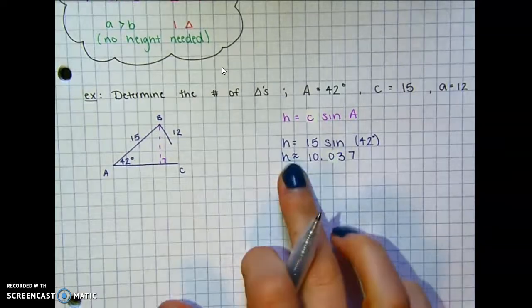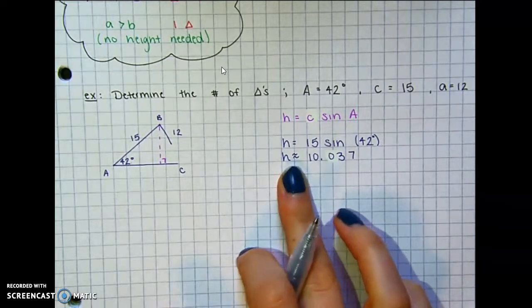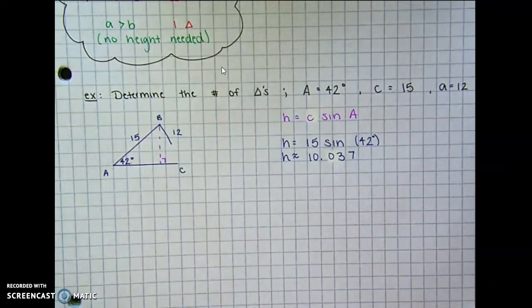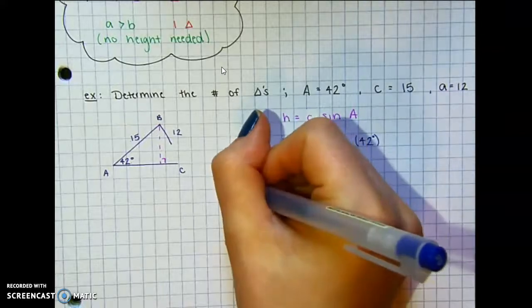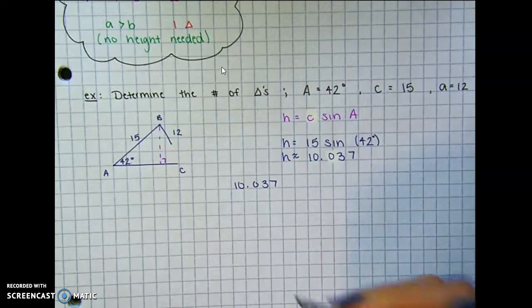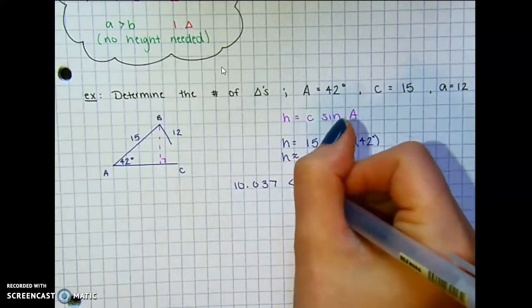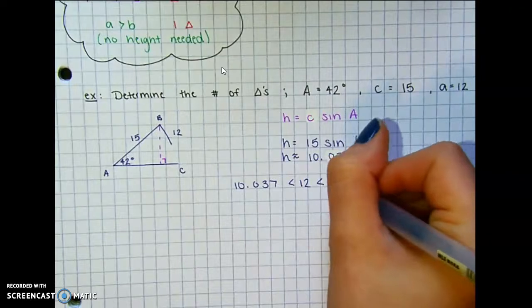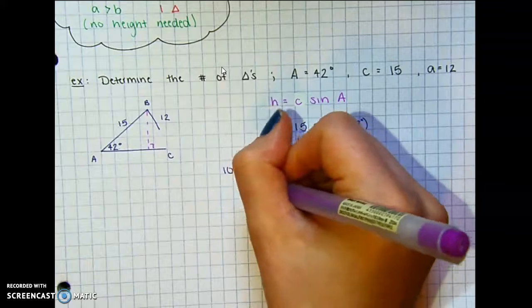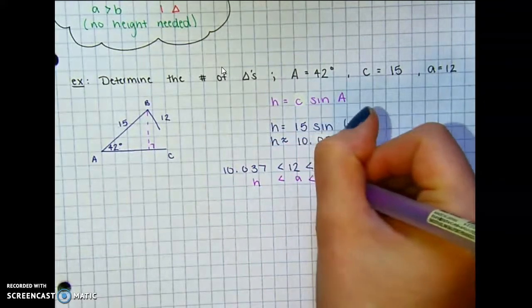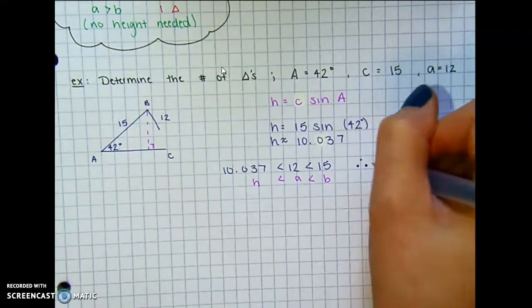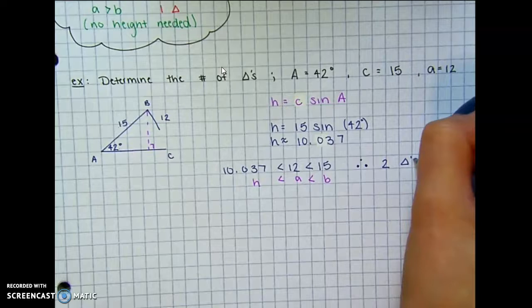Okay, so now I need to compare the height to the short side, right? We don't know exactly if that is going to work or not, so we have to compare it to the height. So if the height is 10.03, that is less than that side. It's less than 12, and 12 is less than 15, right? So the height is less than A, which is less than B, so that means you can use this symbol, which means therefore. So therefore, there are going to be two triangles.